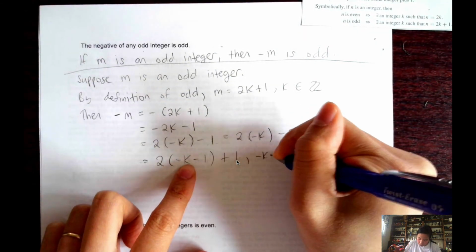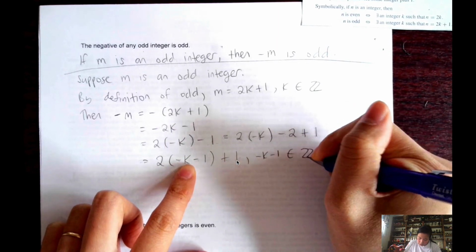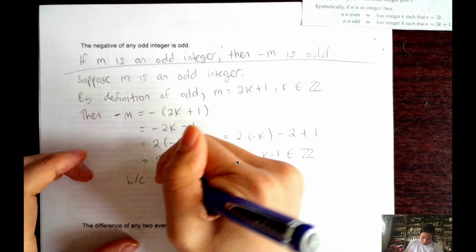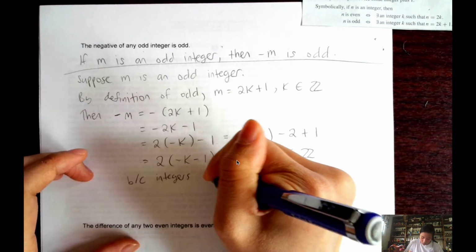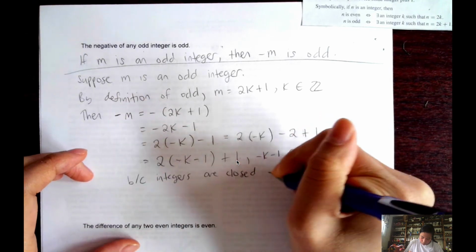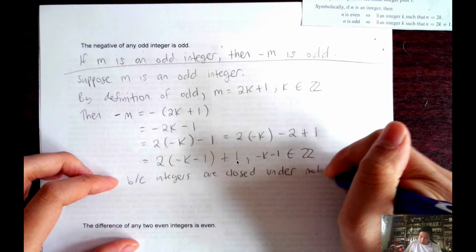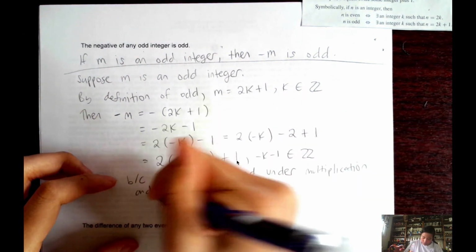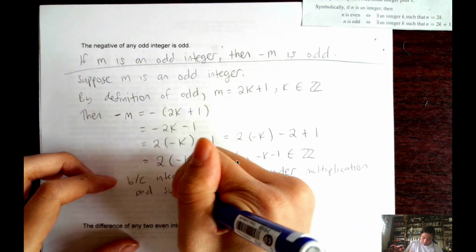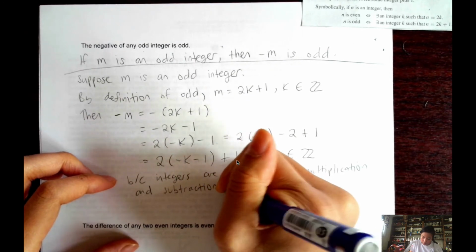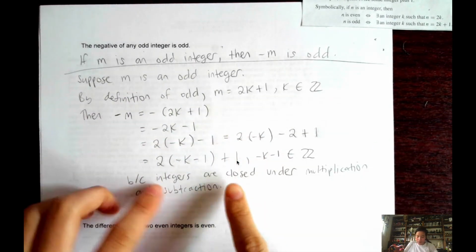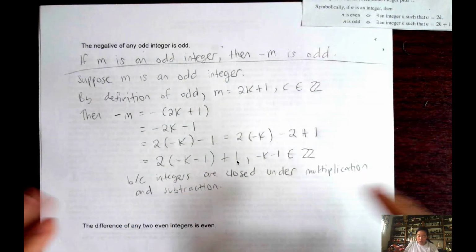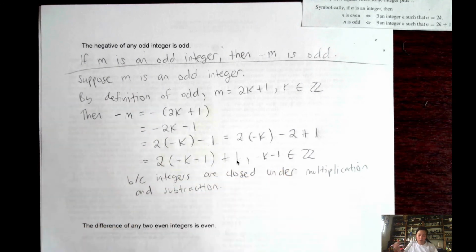So negative k minus 1 is an element of the integers, because integers are closed under multiplication and subtraction. Meaning if you subtract integers together, the difference is an integer. If you multiply integers together, the product is an integer.